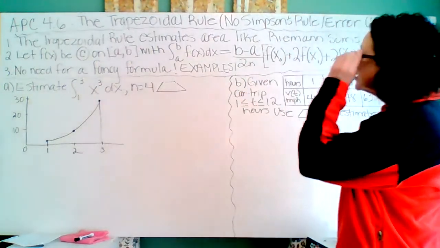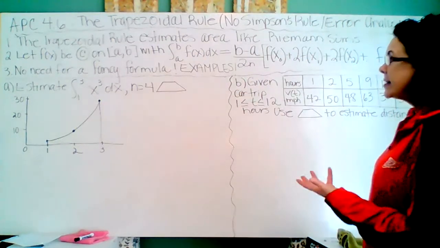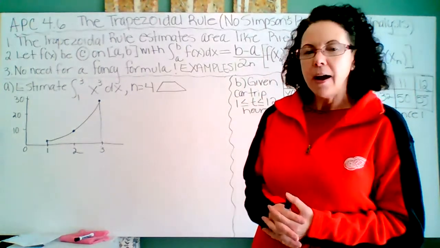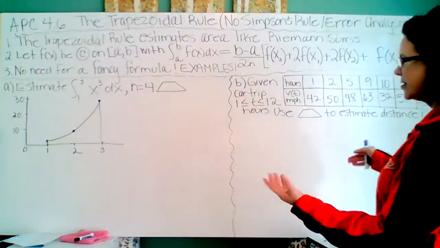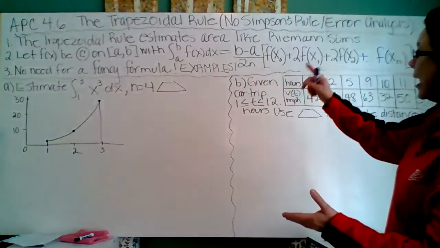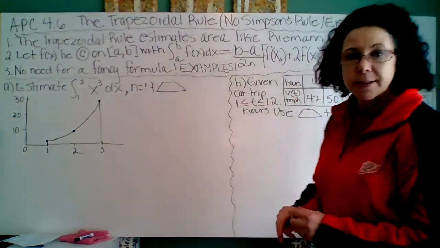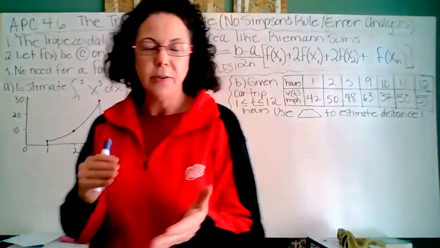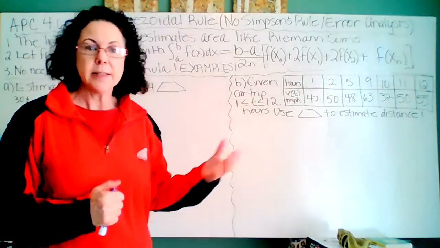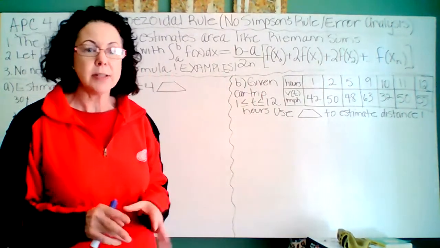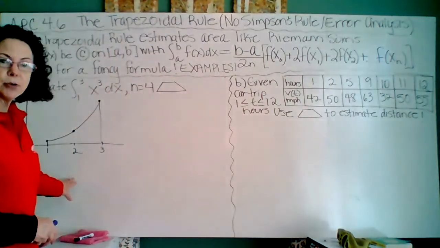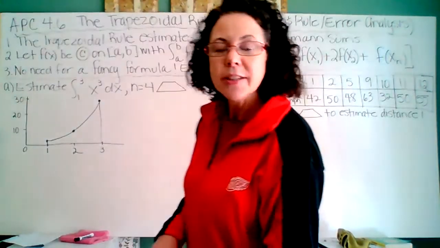But anyway, 4.6. So this is the trapezoidal rule, and except for some tedious ideas, it's really pretty easy. It's like Riemann sums. So the trapezoidal rule estimates area like Riemann sums, right? With Riemann sums, we did rectangles, left, right, and midpoint. And the AP exam will have using trapezoids instead of rectangles. Why do we do this? Because you'll see me draw some trapezoids here to estimate this area, and you'll see why it makes sense.